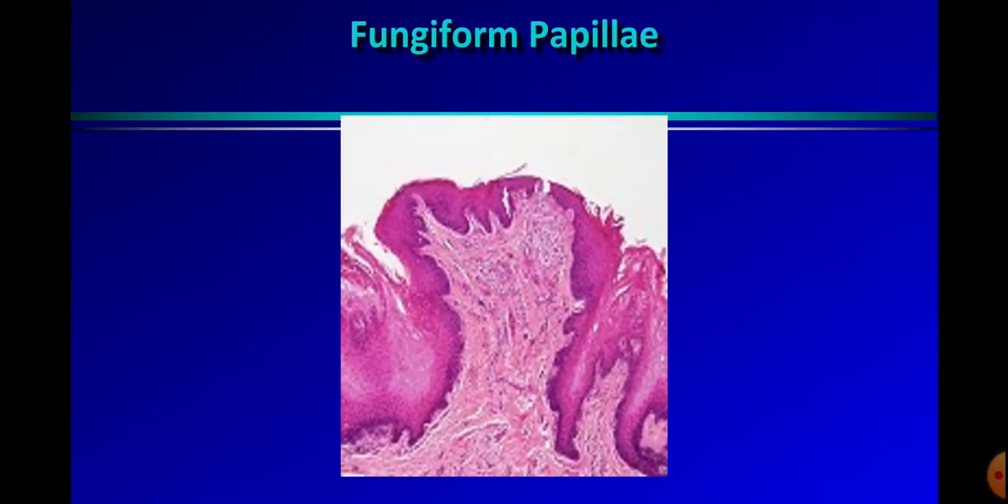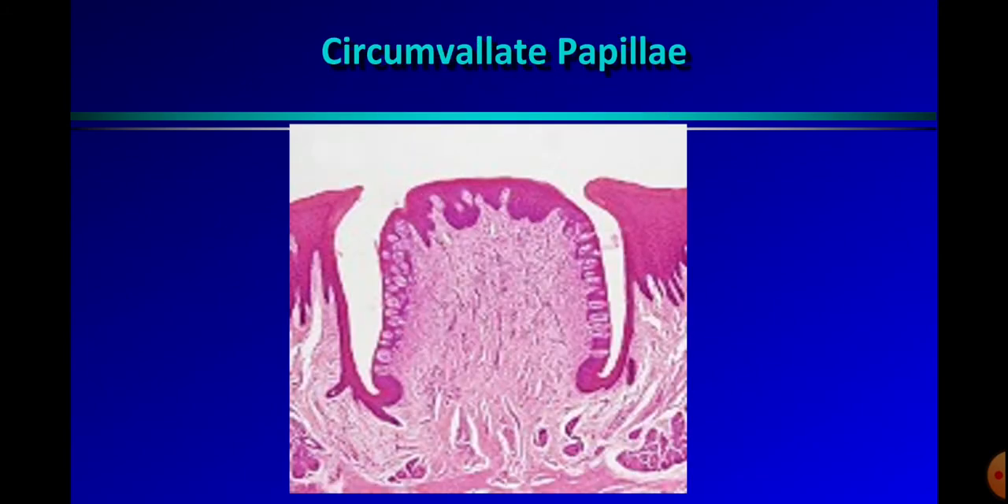Okay, so these are the features of the anterior 2/3 of the tongue. Now, the posterior 1/3 of the tongue shows the presence of the circumvallate papilla. The circumvallate papilla is the main differentiating feature between the anterior 2/3 of the tongue and the posterior 1/3 of the tongue. The posterior 1/3 also shows the presence of lymphoid tissue.